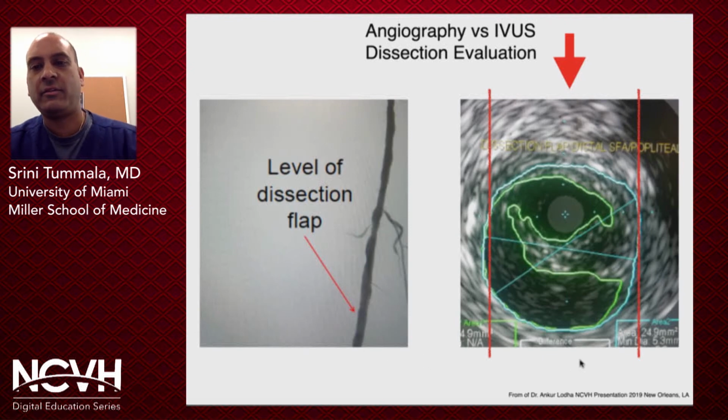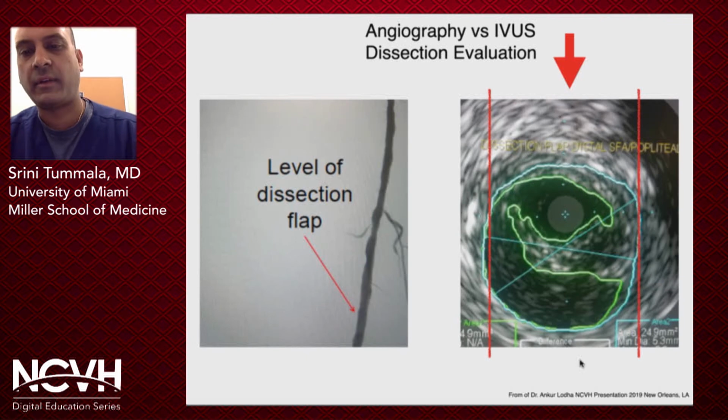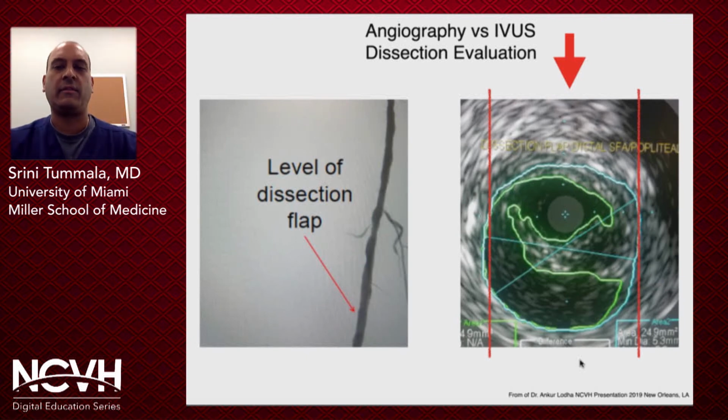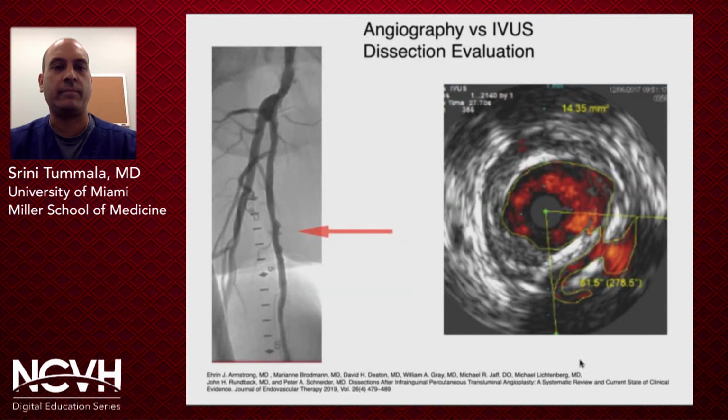But when you look at the IVUS image to the right, you can see there's not only a significant arterial dissection, but there's also significant luminal compromise. And this, I would argue, impacts patency rate and may result in thrombosis at some point.